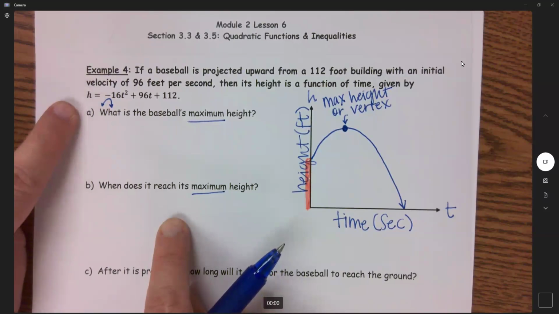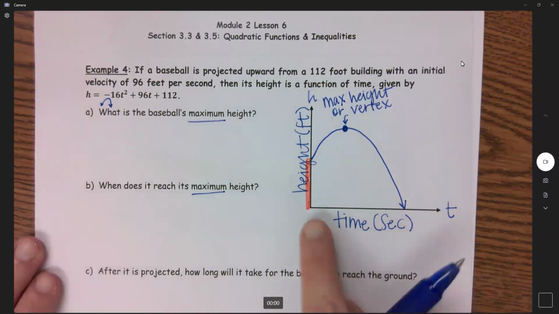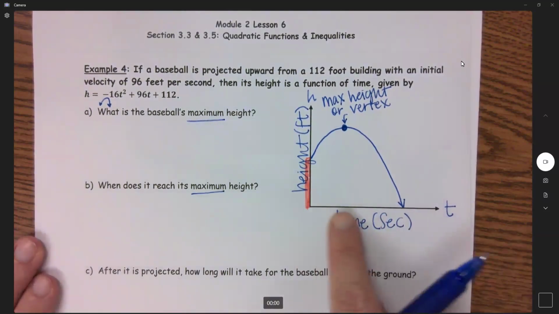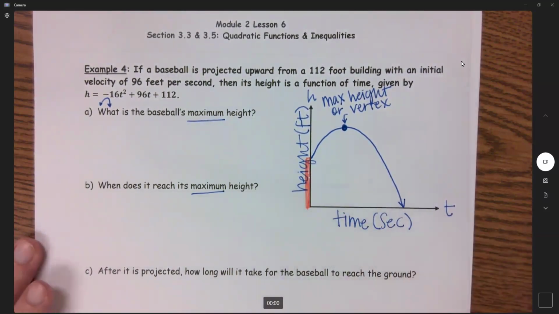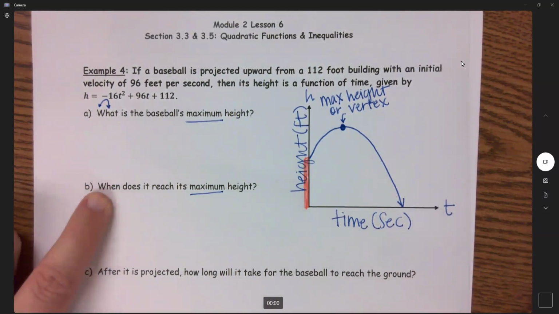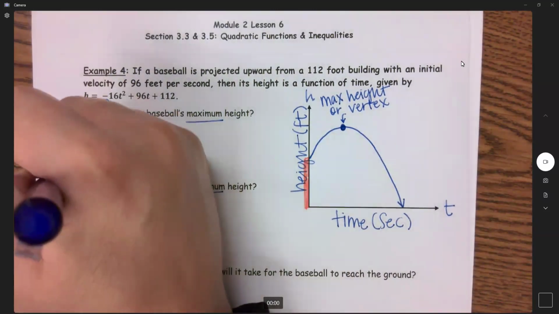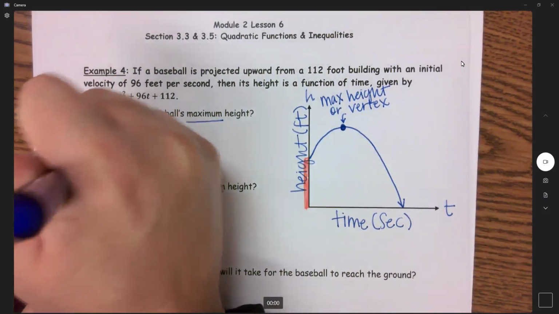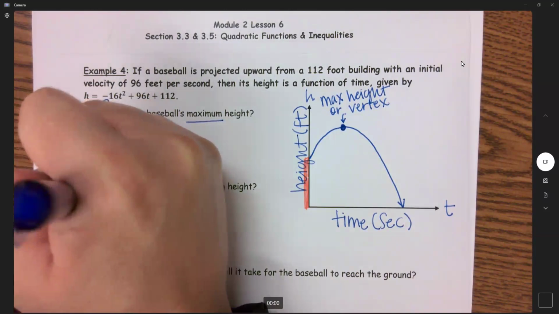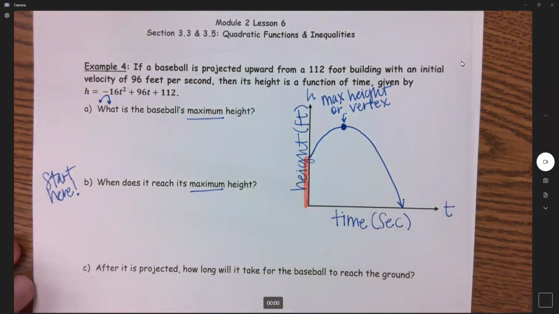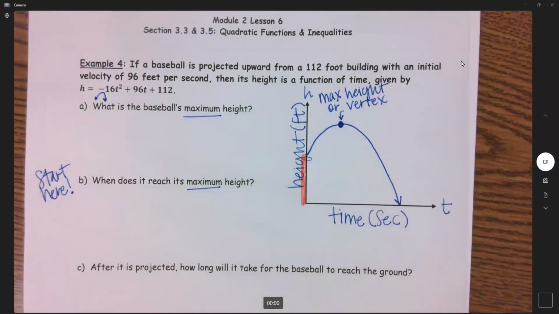Now, these are asking for different parts of the vertex. One is the x coordinate, one is the y coordinate. So which one is talking about this x coordinate of the vertex? That's going to be your when question. When does it reach is talking about time. So even though this is part B, we're going to start right here. It wants to know when it is going to reach its maximum height.